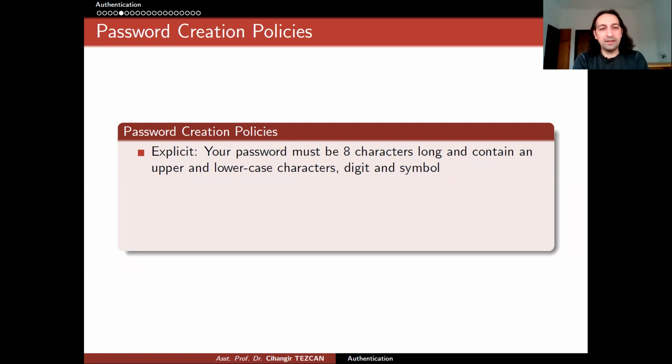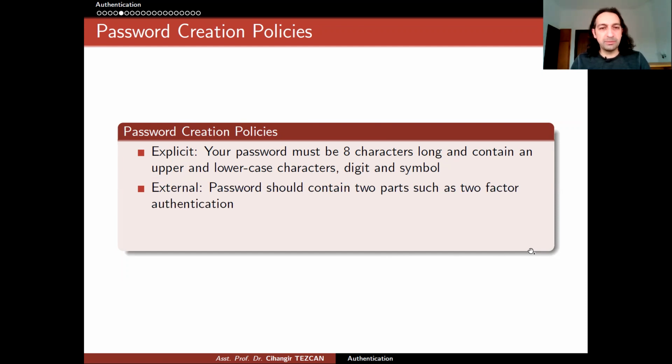Okay, so there are some password creation policies. You observe it when you're creating an account. For instance, if it is explicit, they say that your password must be 8 characters long and contain an upper and lowercase character, digit, and symbol. So here they actually say what it is. And in this case, the attacker also knows this, so they try to attack in this way. And this also creates a false sense of security because people think that if their password is 8 characters long and contains all of these special characters, they are secure, but actually this is not enough. And I will show you in the following slides why it is not enough and why there must be other precautions that we should take.